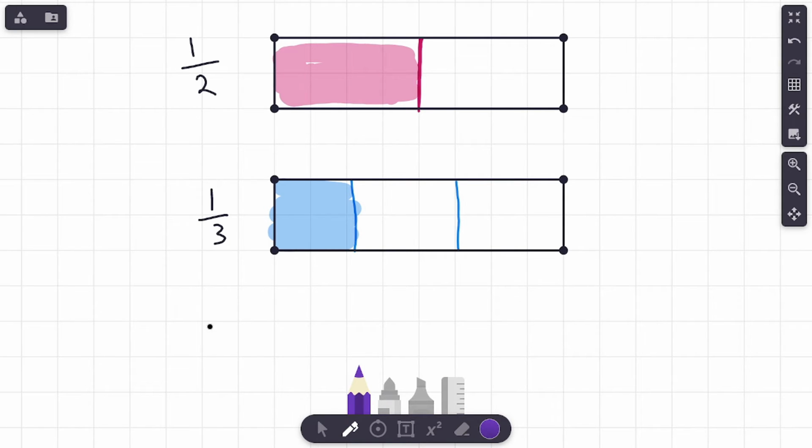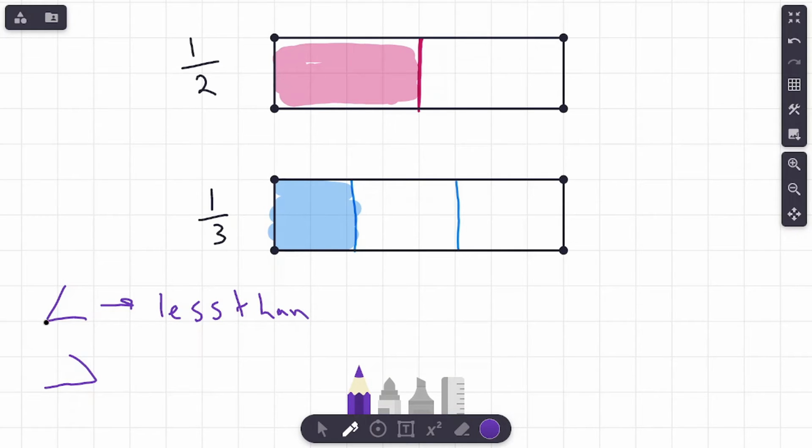Now, here's the part that I want to do a quick review on. Let's talk about how we would actually write this out, okay? Have you ever seen these two symbols before? Have you ever seen either of these two symbols before? You probably have, okay? This symbol here means, I'm going to draw a little arrow here. This means less than.